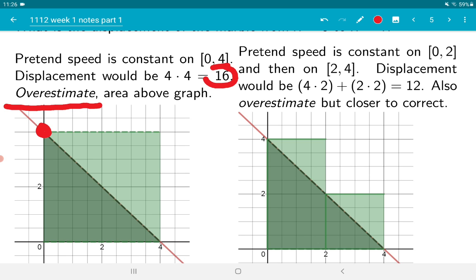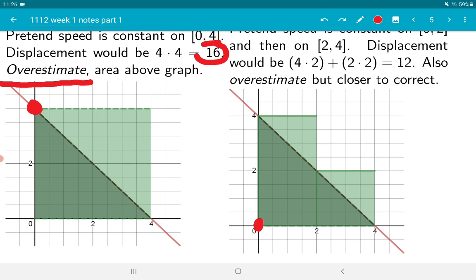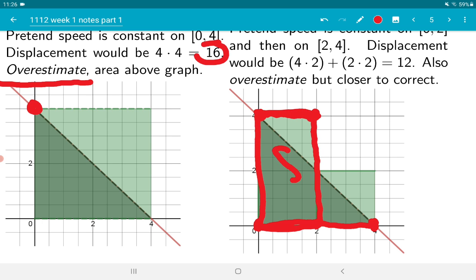Instead of pretending the speed is constant for the entire 4 seconds, let's break up that 4-second time frame into 2 equal-sized pieces. Let's break it up into 0 to 2 seconds, and then 2 to 4 seconds. And let's pretend that the speed is constant on each of those smaller 2-second subintervals. So let's pretend that the speed is starting at 4 and it stays at 4 for the first 2 seconds. And we'll find the area of that tall rectangle. That's going to be 2 times 4, that's going to be 8.